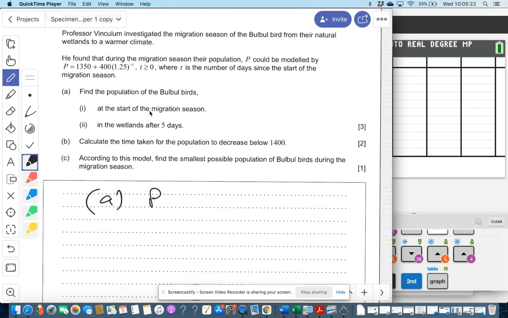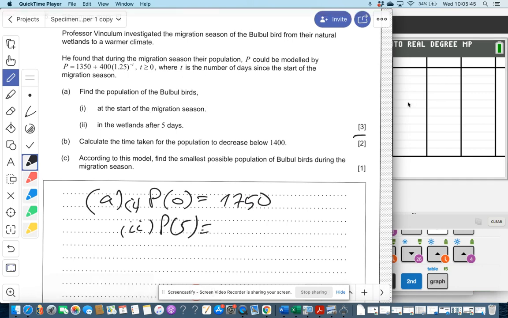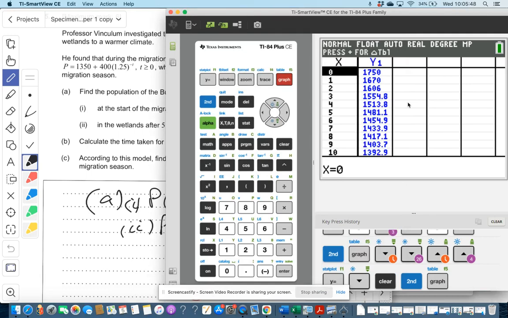So I might do it like this with function notation. P of 0 is equal to 1750. I could show some workings. It is worth 3 points. And then that's I. And then double I is P of 5 is going to be equal to 1480, about. And units are birds, or bulbul birds, if you want to write the whole thing. Just putting units on my answers.